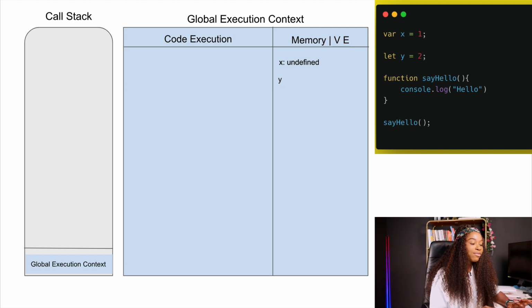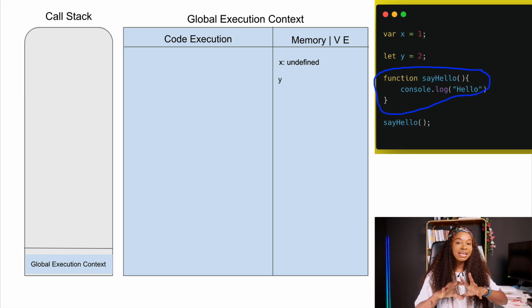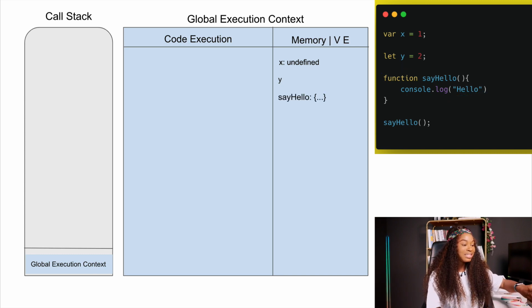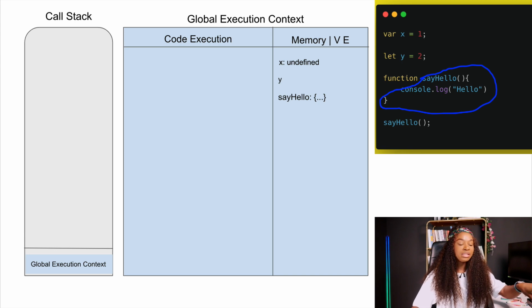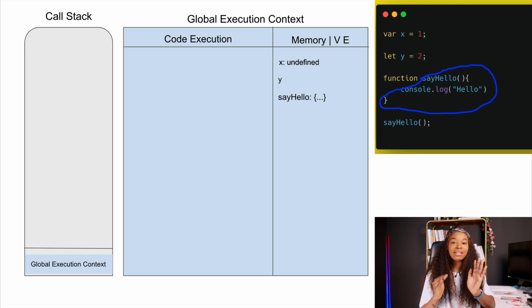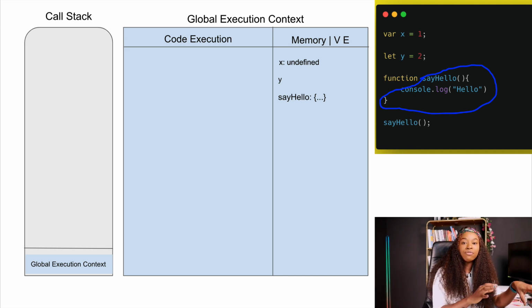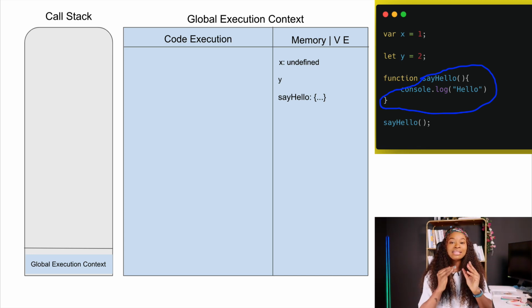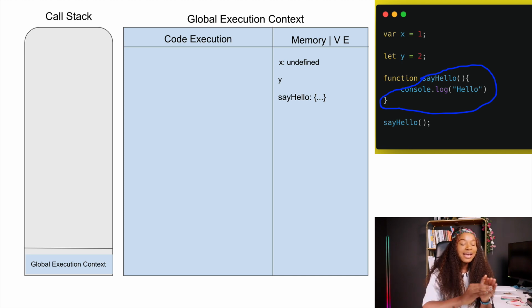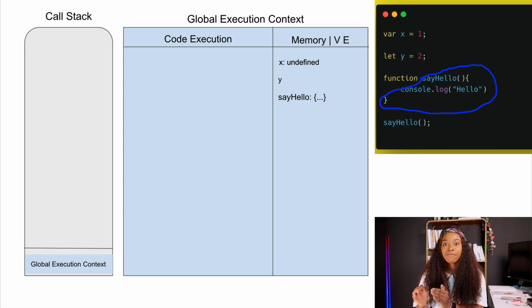Now on the next line, we have a function called say hello. When this function gets assigned a space in memory, it's added with this entire function body. This entire block will be allocated a space in memory with this identifier here called say hello, right? So say hello is a function declaration, not a function expression. We'll get to function expressions later. Function declarations get assigned a space in memory and initialized to their function value, the entire function body.